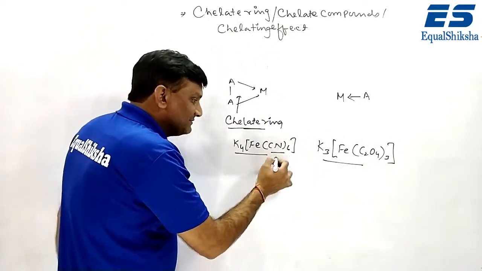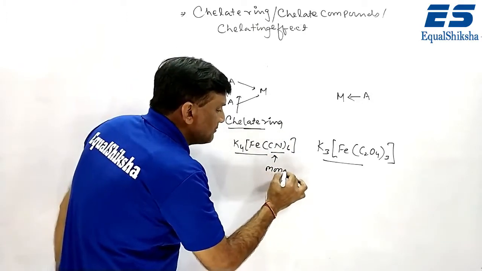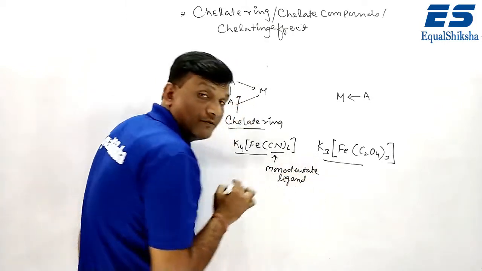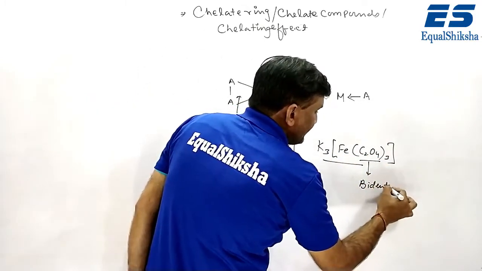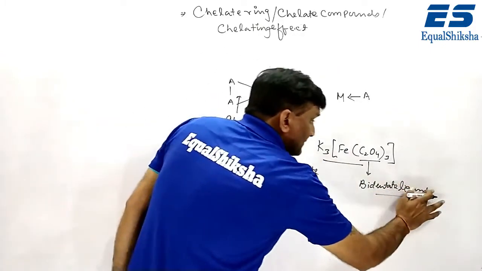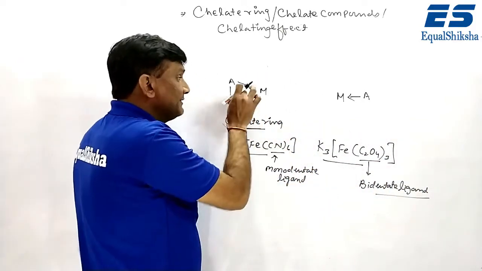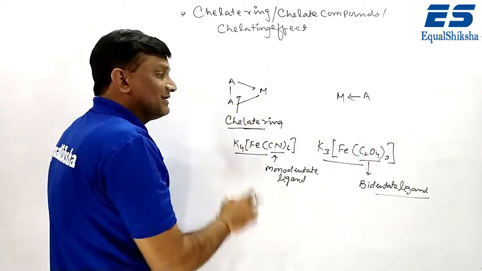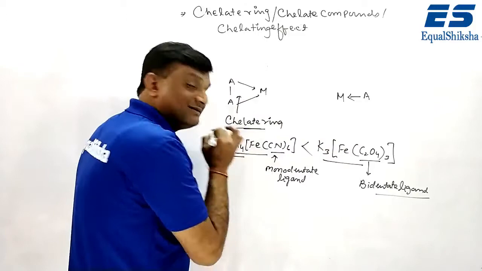Here is CN, which we have discussed in the previous lecture. CN is a monodentate ligand, while C2O4 is a bidentate ligand. This is bidentate and this is monodentate. This doesn't form any chelate ring, and due to having two donor atoms, this forms a chelate ring with the central metal atom. That's why this will be more stable than this compound.